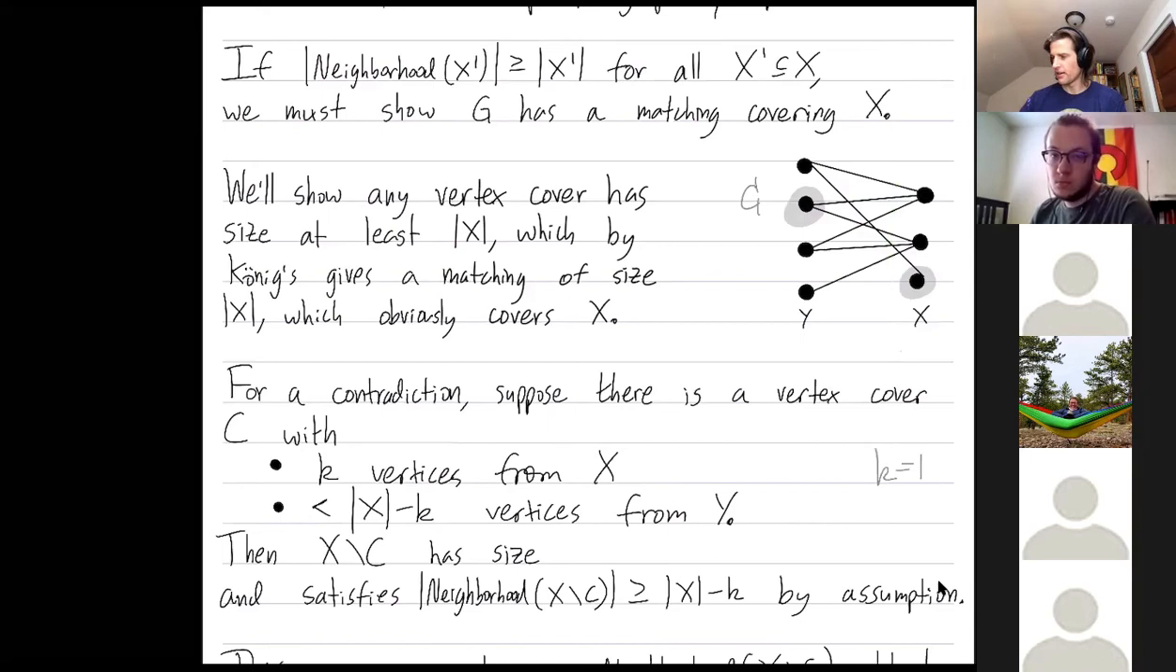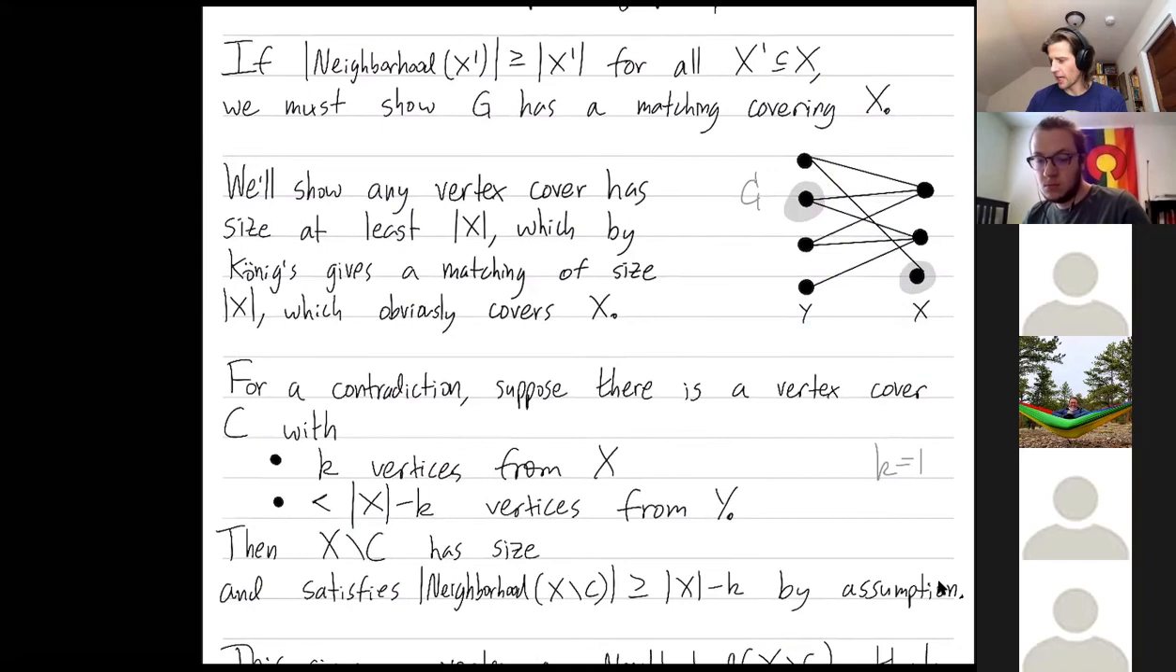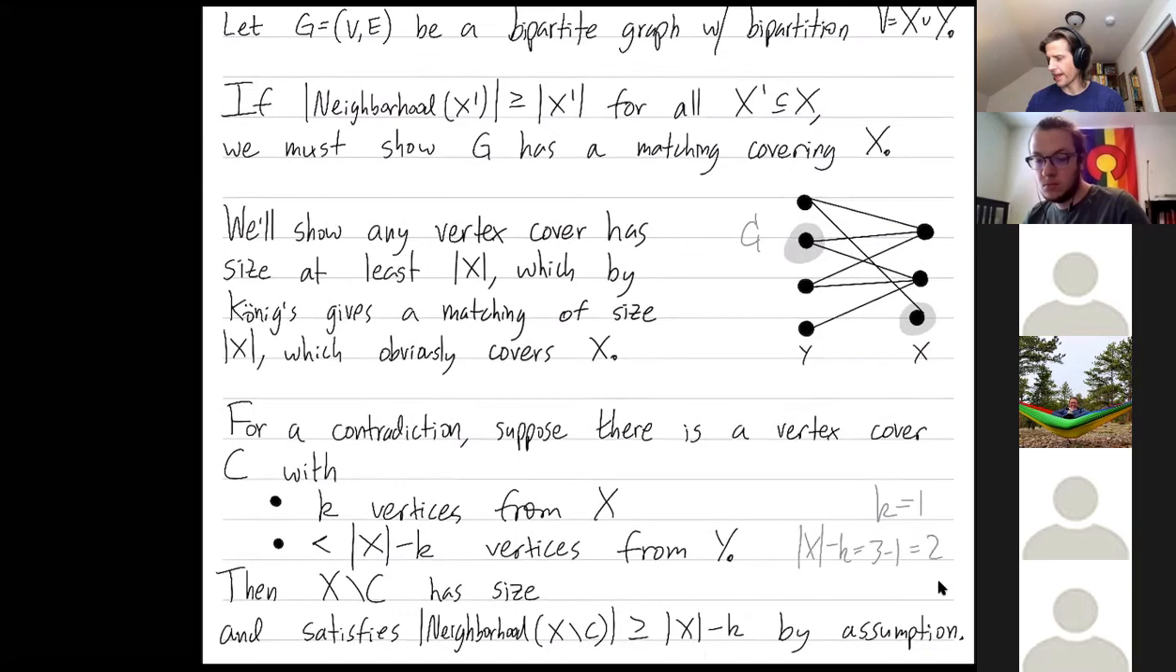And since I don't have as many as the size of X vertices in this cover, that means I have fewer than the size of X minus K vertices in Y. Okay, so in this example, the size of X minus K is equal to 3 minus 1, which is 2. And I want fewer than 3 total vertices in my cover. So since I have 1 vertex on the X side, I want fewer than 2 vertices on the Y side. So maybe I have 1 vertex on the Y side. So what is the number of vertices in X but not in the cover? Well, that's these vertices, okay? So the number of vertices in X but not in the cover is just the size of X minus K, right? So that's 3 minus 1.